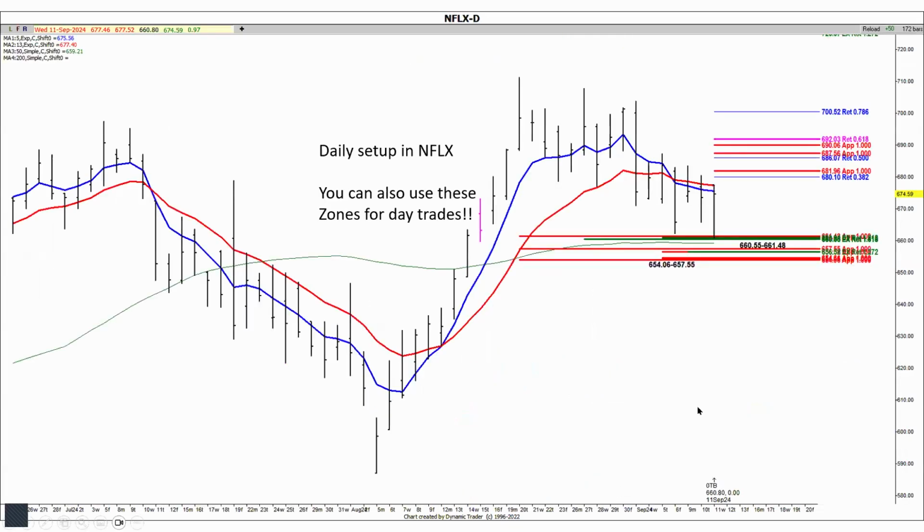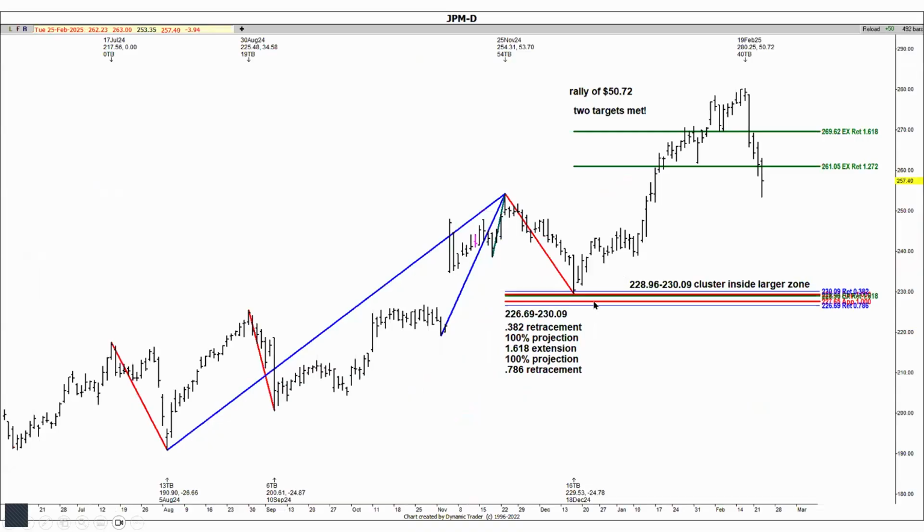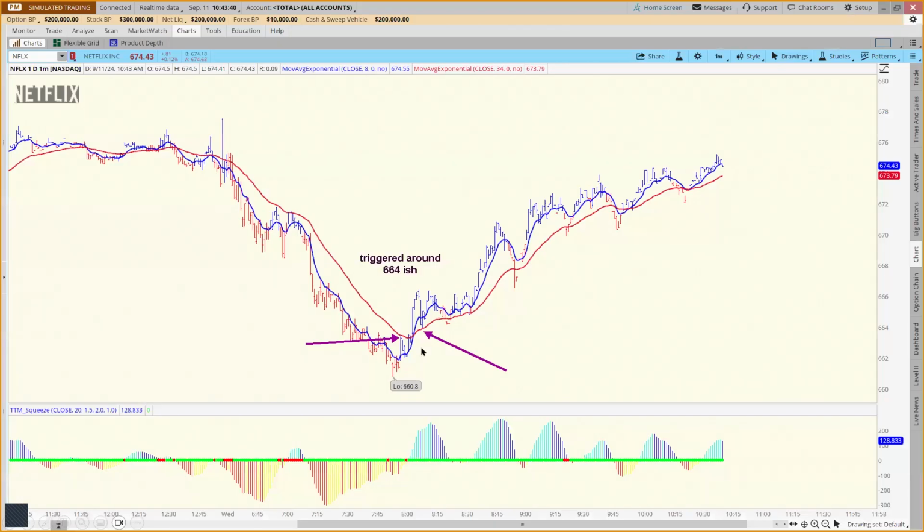Okay. Well, actually, I do want to show you this example because it's a daily setup that we had in Netflix, but you can also use my daily levels for day trade decisions. So here's where the support came in, and we knew that. And then if you went to actually a 1 minute chart, here is where we put in that low. Here is where we took out the prior swing high. And here's where we had the moving average crossover.